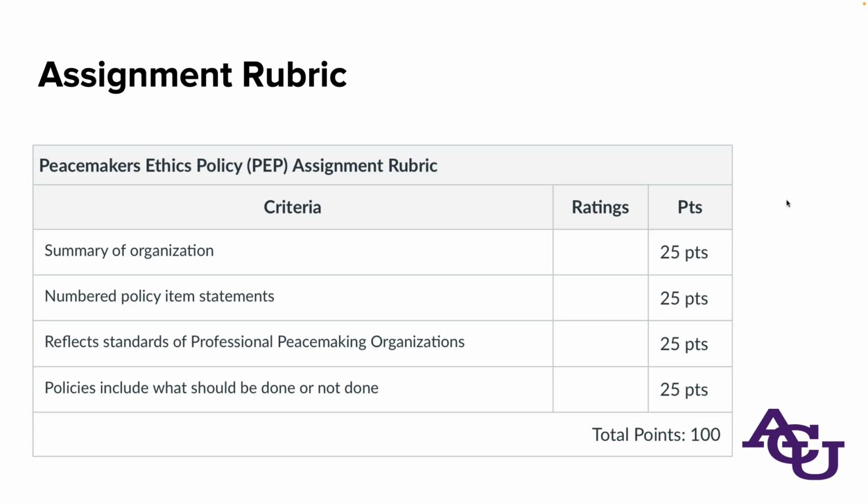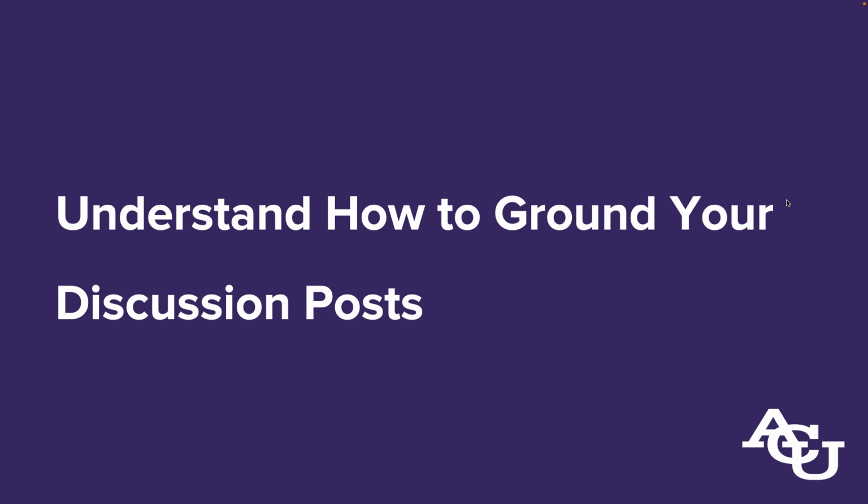So we've got the organization needs to be described in sufficient detail, have policy item statements that make sense, are relevant, that it is aligned with the organizations whose statements we're going to be studying, and the policies include a justification for what is or is not included.